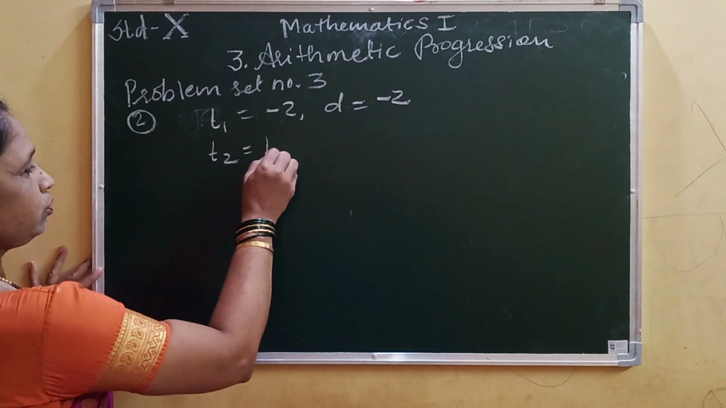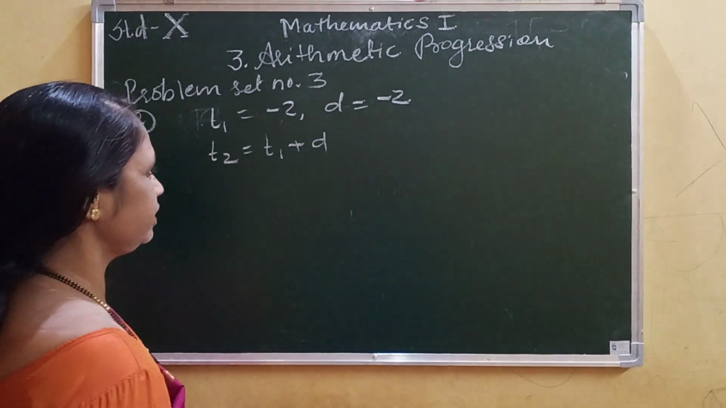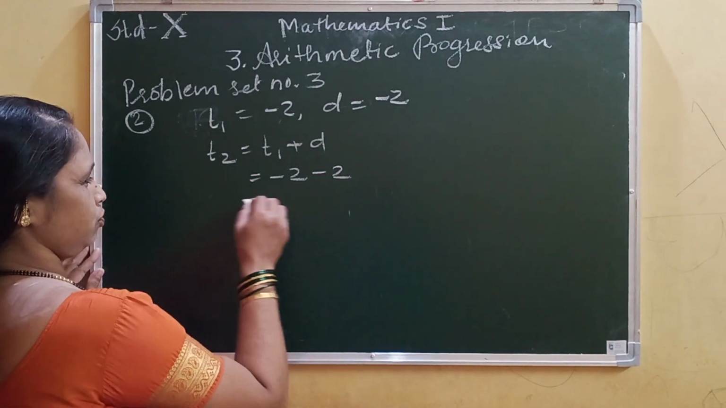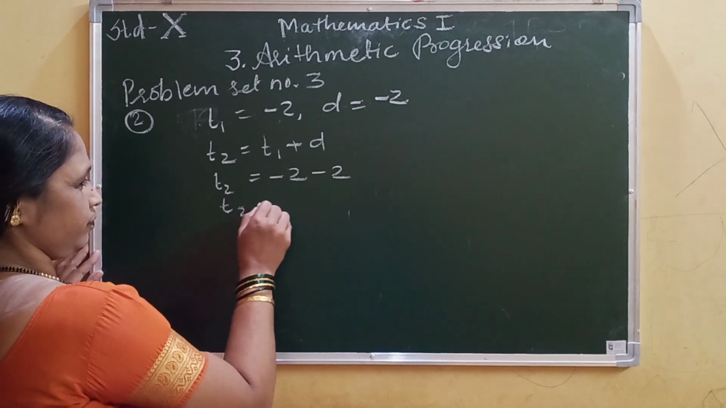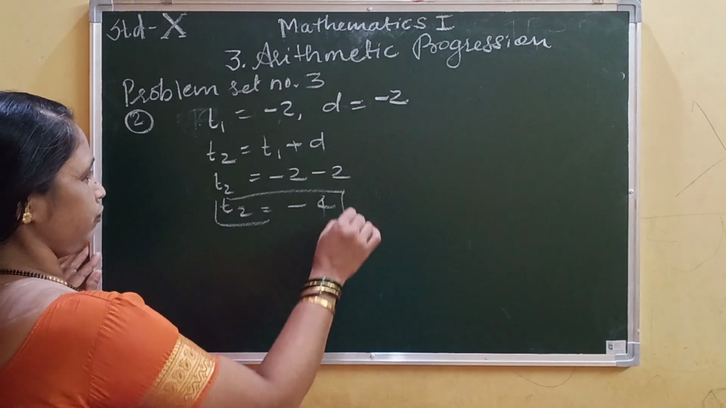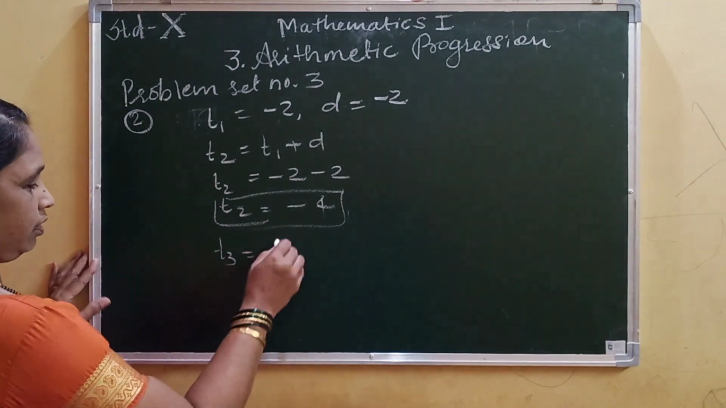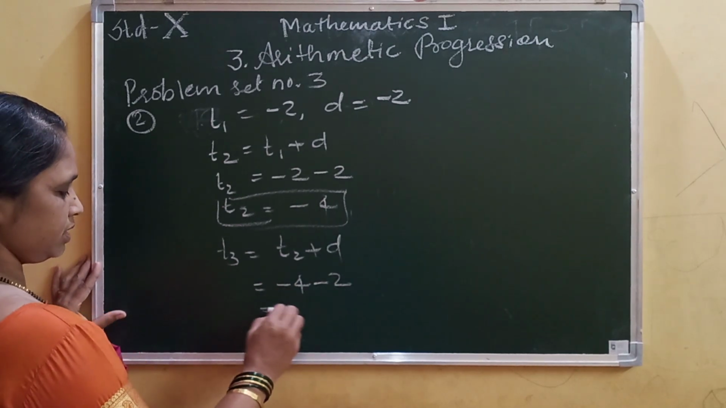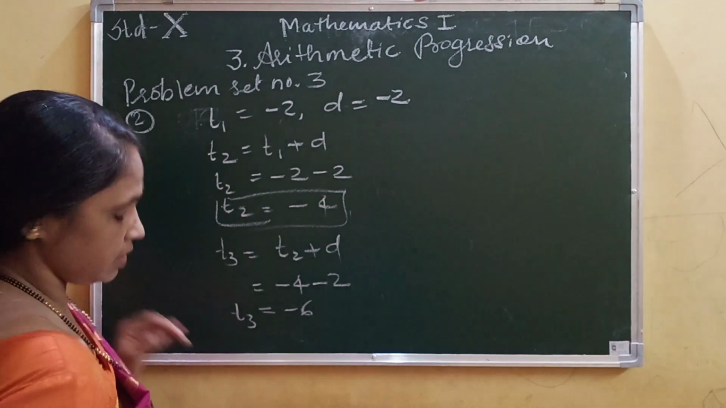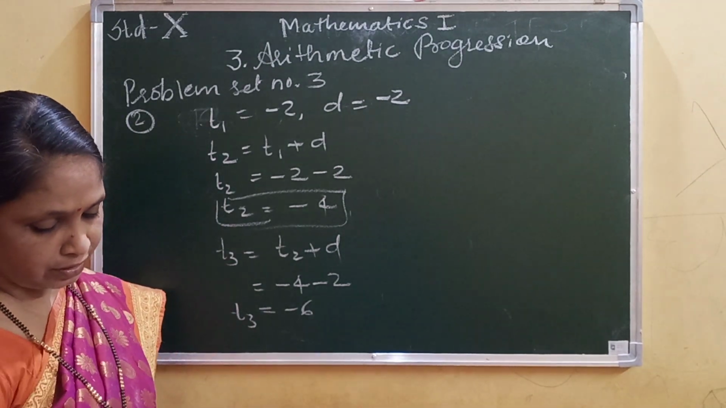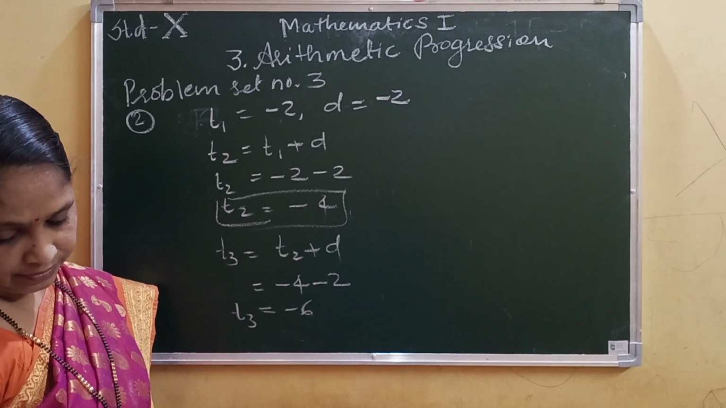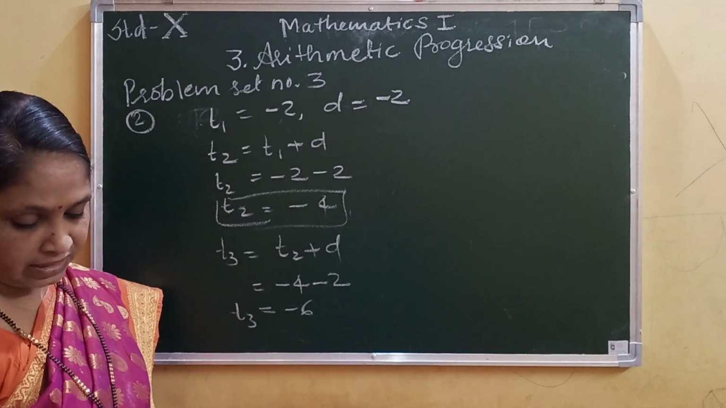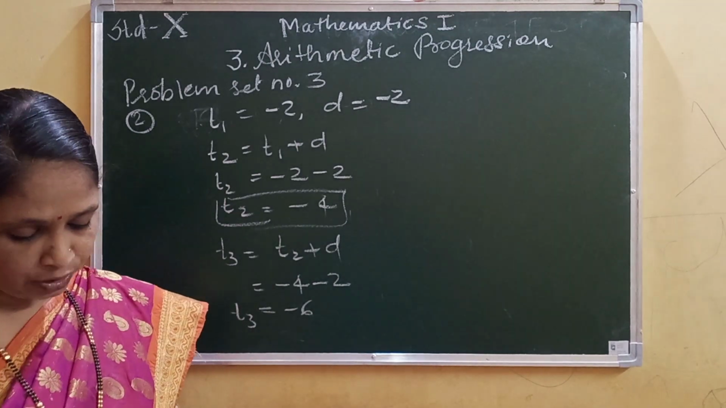So T2 is equal to T1 plus D. So T1 is what? T1 is -2 and D is also -2. So T2 will be equal to -4. Now you have to find out T3. T3 is what? T3 is T2 plus D. Now T2 is -4, D is -2, so T3 is equal to -6. So which option is having -2, -4 and -6, then after that -8? The third option is correct. Okay.